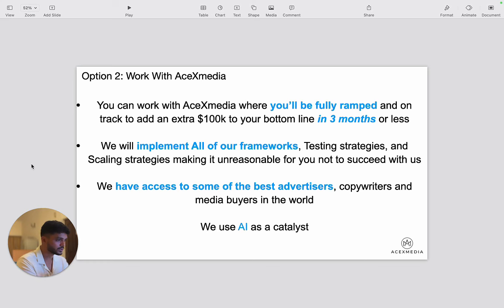And we have access to some of the best advertisers, copywriters, and media buyers in the world. I'm not just talking about my team, but we also invest thousands of dollars each year into courses, run by some of the top-tier agencies. Now, obviously, these agencies do not work with everyone, and even if they do, they charge extremely high fees.